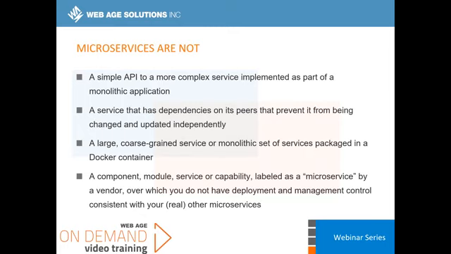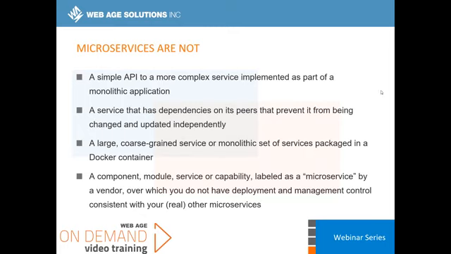So it's not a bunch of stuff that's all just packaged up in a Docker container, and because it's in a Docker container, we call it a microservice. Docker containers can have lots of stuff in them, although they're a popular way to deploy a microservice. Just because you're in a container doesn't mean that you're a microservice.